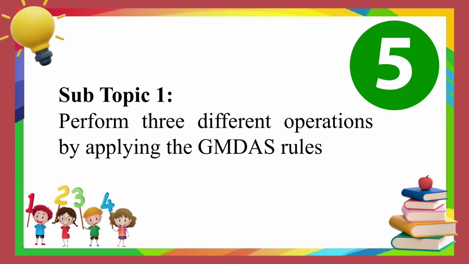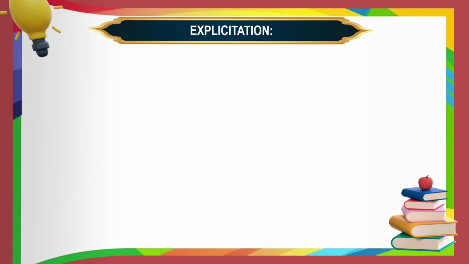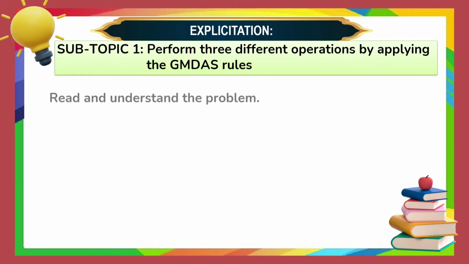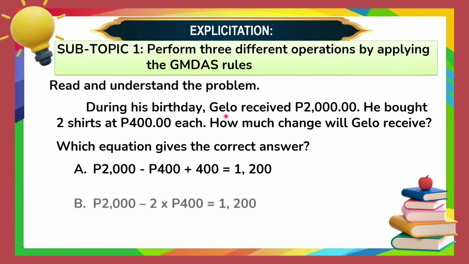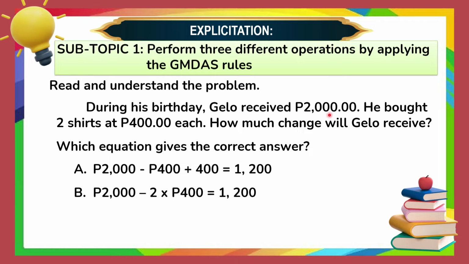Subtopic number 1. Perform 3 different operations by applying the GMDAS rules. Let's read and understand the problem. During his birthday, Jello received 2,000 pesos. He bought 2 t-shirts at 400 pesos each. How much change will Jello receive? Which equation gives the correct answer?